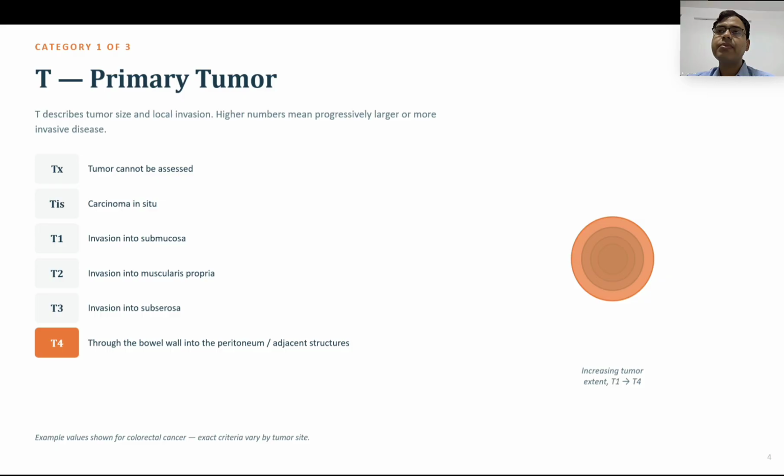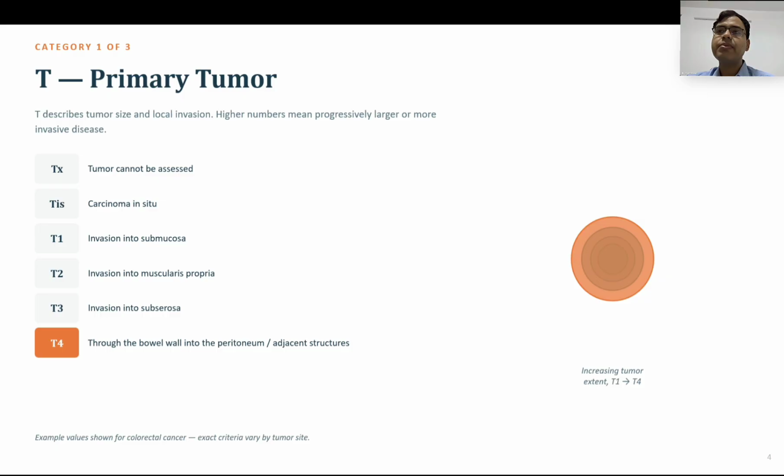Now T1, T2, T3, and T4. As you increase in size, the stage of the T also increases. In T1, it invades the submucosa. In T2, it invades into the muscularis propria. T3 is invasion into the subserosa, and T4 is through the bowel wall into the peritoneum and adjacent structures.